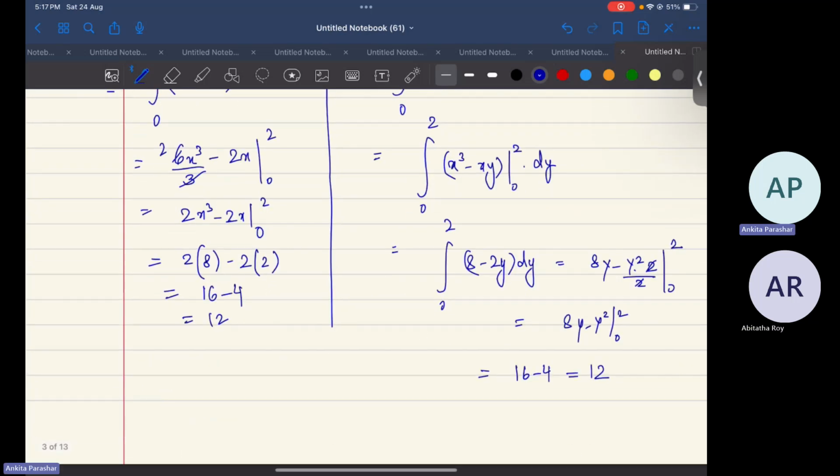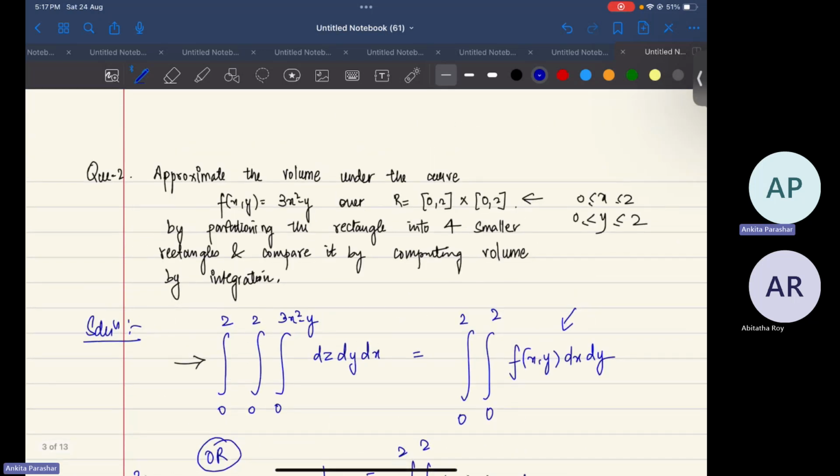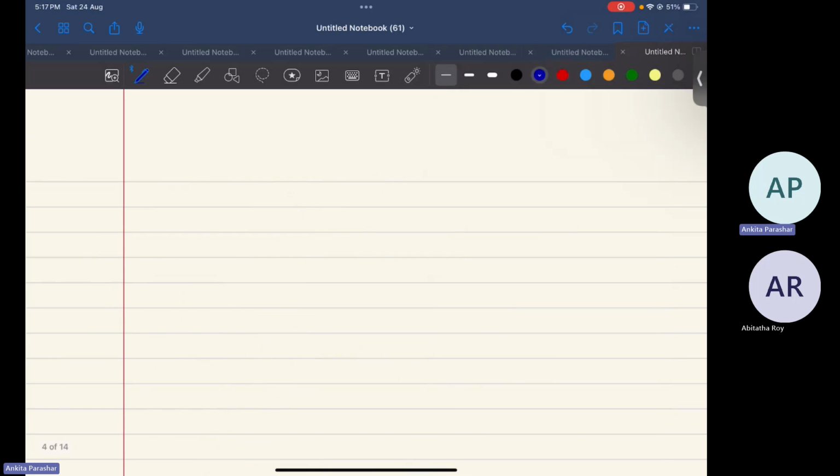Okay, so we got the volume to be 12 units, or whatever unit. I don't have the units here. We have a certain volume, and I want to somehow approximate the volume with the help of Riemann sums. Do you remember how to partition?